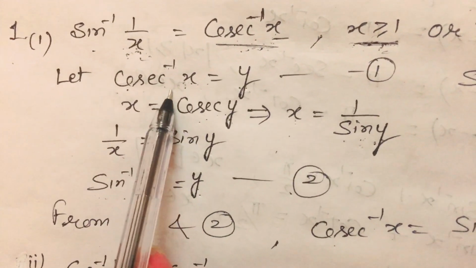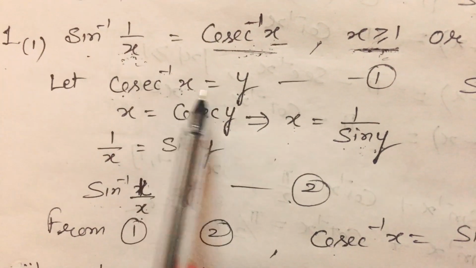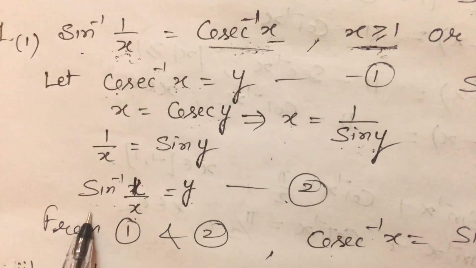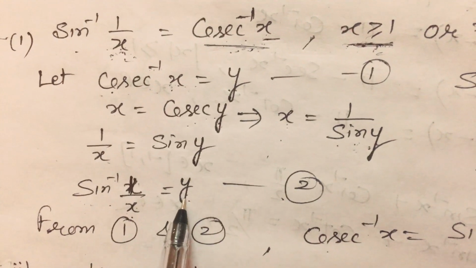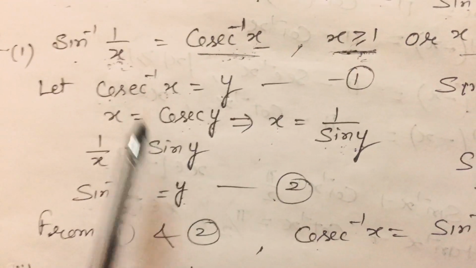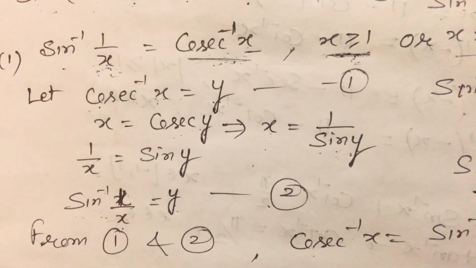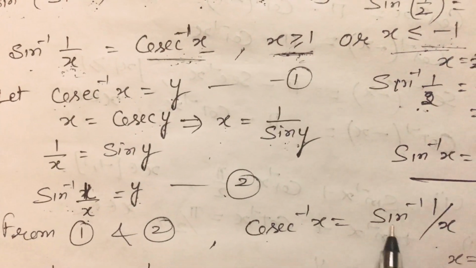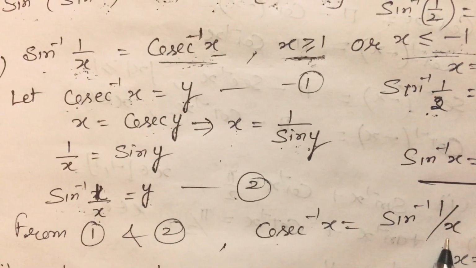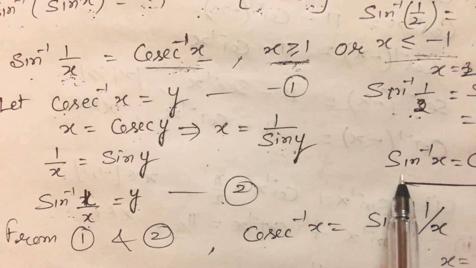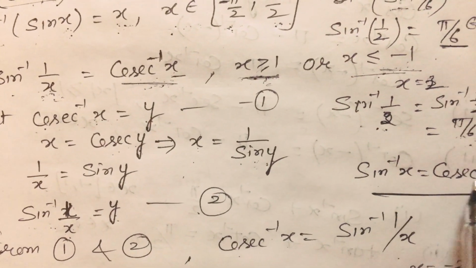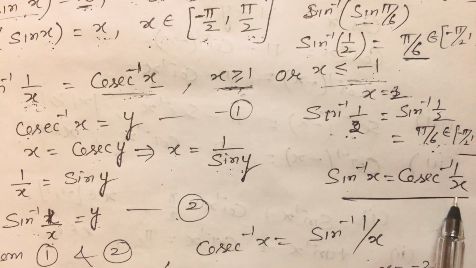So from this, cosecant inverse x is equal to y, and from the second, sine inverse 1 by x is equal to y. Both are values of y, so from first and second, these both are equal. So cosecant inverse x is equal to sine inverse 1 by x. In a similar way we can write sine inverse x is equal to cosecant inverse 1 by x.